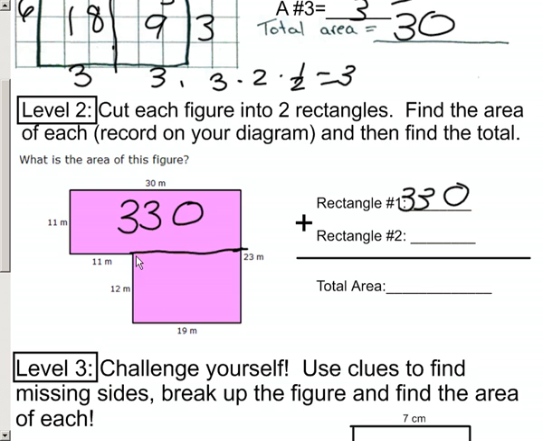And then down here we have 12 by 19, which is going to give us an area of 228. 12 times 19, 228. Fill it in. Then we can add these two together to find our total area. So 330 plus 228 is going to give us 558.